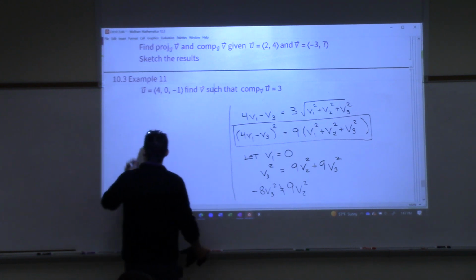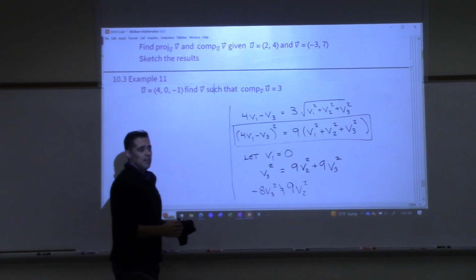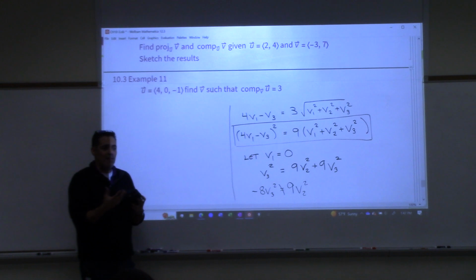Let V2 equal 0. We could let V2 equal 0. We could let V3 equal 0. We could let V1 be 2. It's totally up to us. I like to pick things that are nice, like 0, because it's always a good starting point.